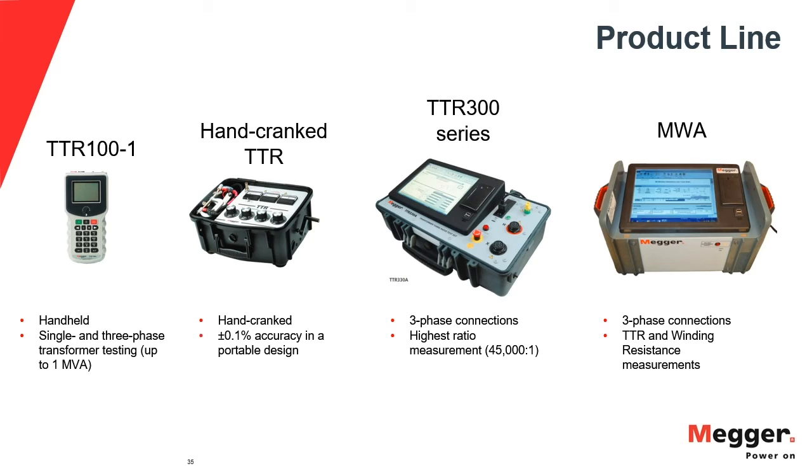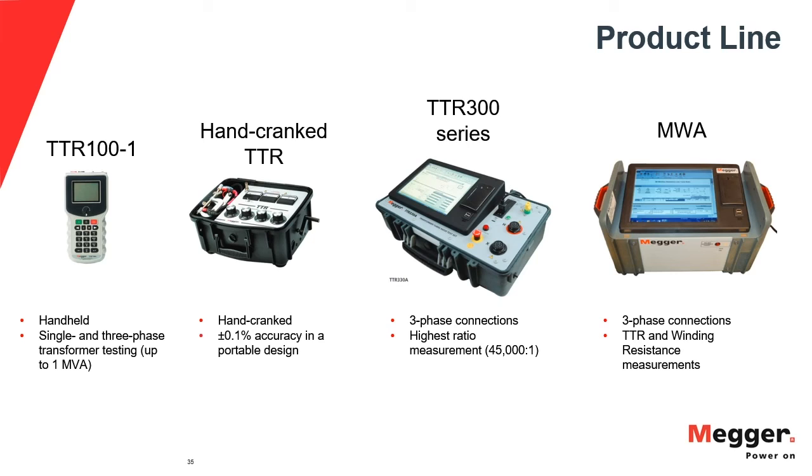I'm just showing you the most representative unit in each one of the families, starting from the handheld units, very small, used to test single and three-phase transformers up to 1 MVA. So mainly distribution transformers, battery powered, so pretty small. Again, it's a handheld unit.